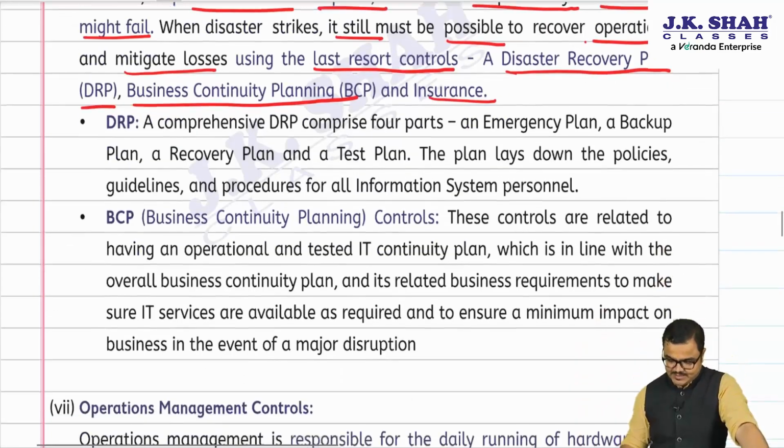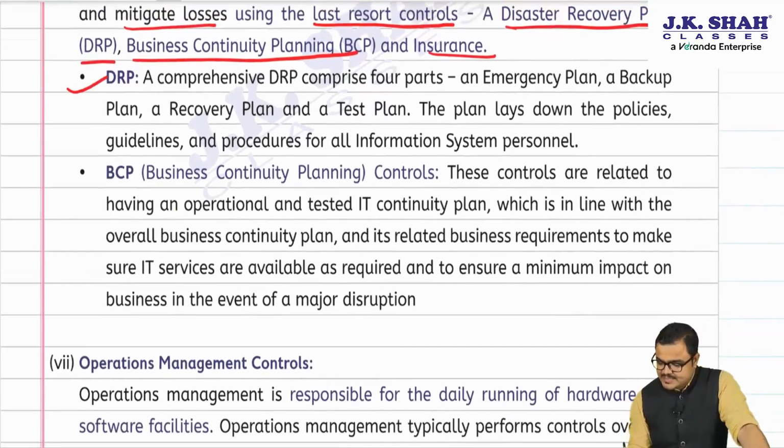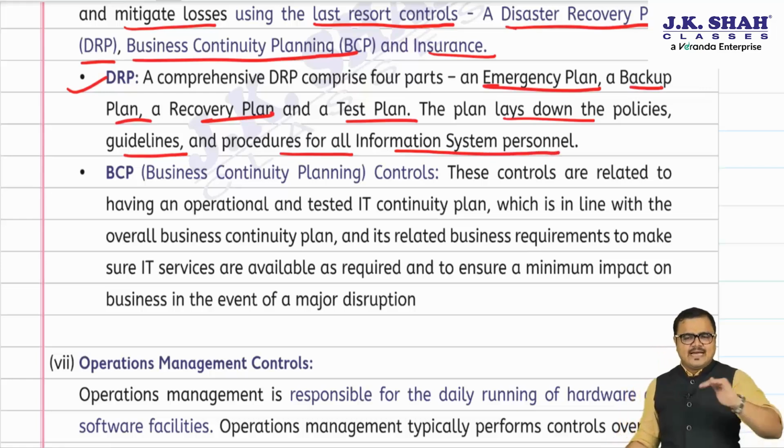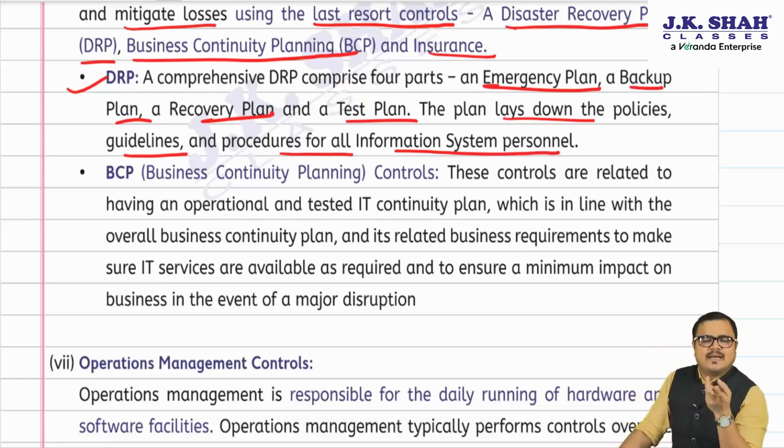Got it? Yes, sir. DRP involves what? Sir, emergency plan, backup plan, recovery plan, test plan. The plans list down the policies, guidelines and procedures for all information system personnel. If they ask you this for 4 marks, then try to explain emergency plan in 1 line, backup plan in 1 line, recovery plan in 1 line and test plan in 1 line.